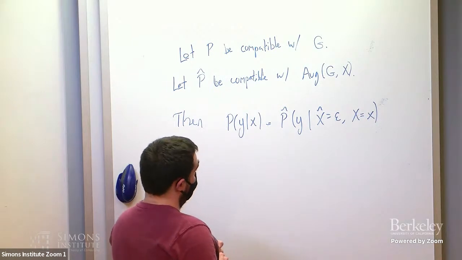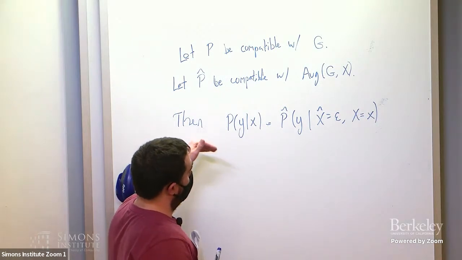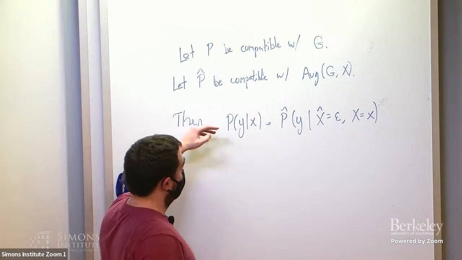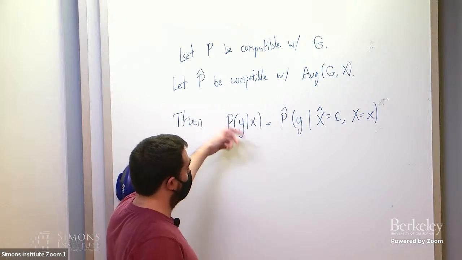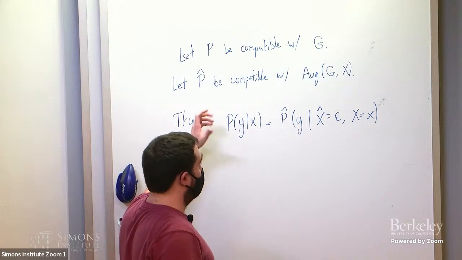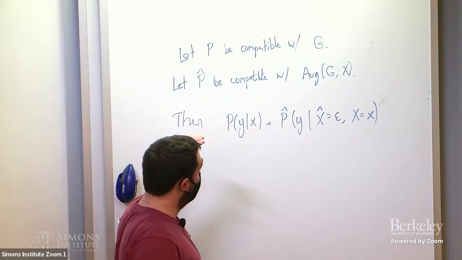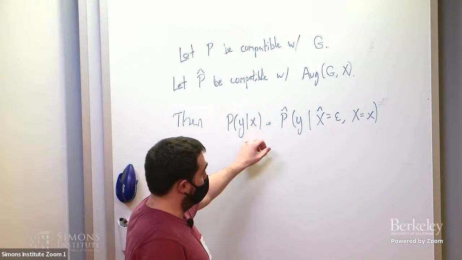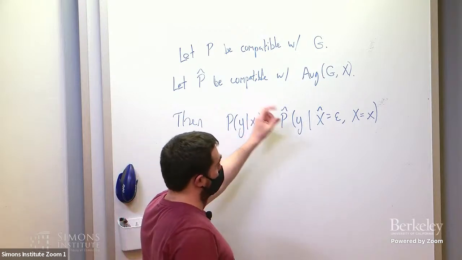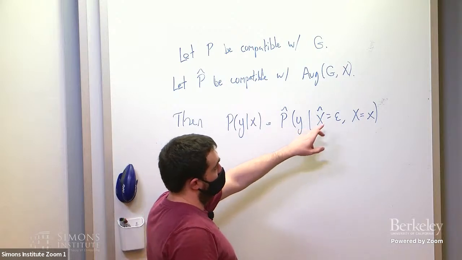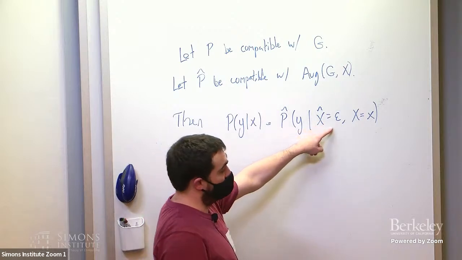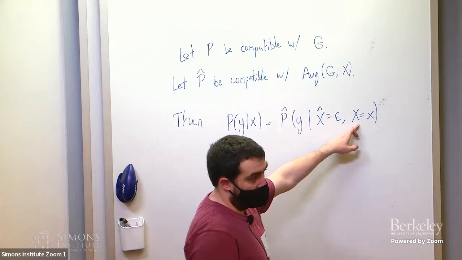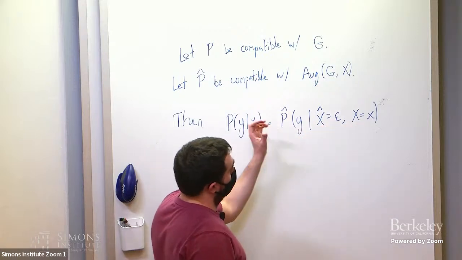So I can express in the original causal model the distribution on y given x, or I now have this equality. I can express the original distribution of y given x as the new distribution of y given that this intervention variable is set to epsilon, that is, we're not intervening, and we observe x equal to x.